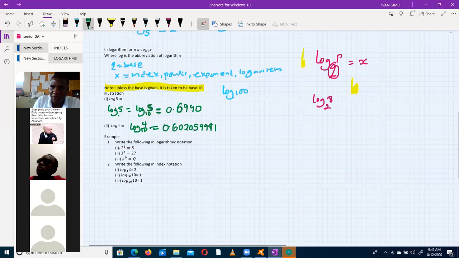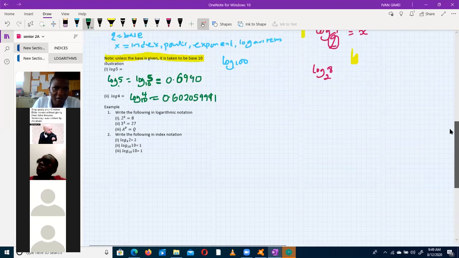I think we've understood that. Someone says, should we round off? Yes, they will tell you if they want you to round off. They will tell you round off to 3 dps, 4 dps. But here, since we're learning, we're just writing everything the way it's appearing. But if they want you to round off, you always round off.